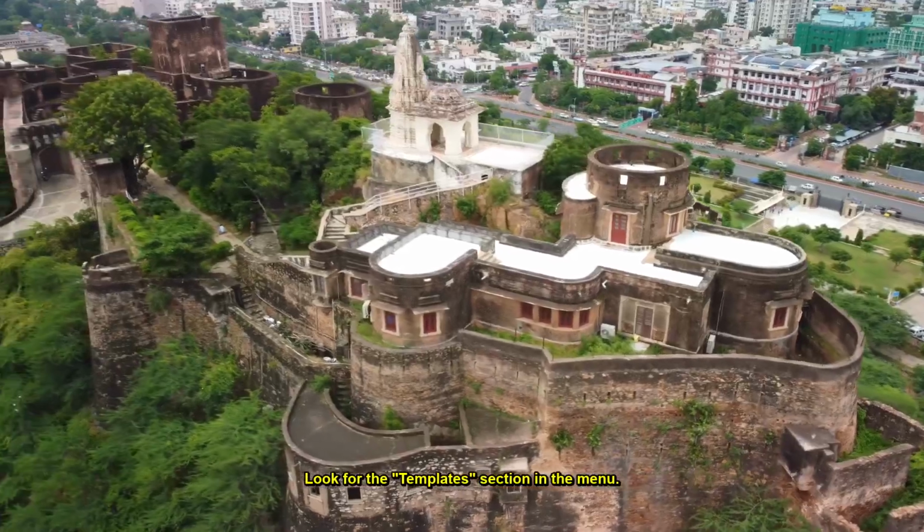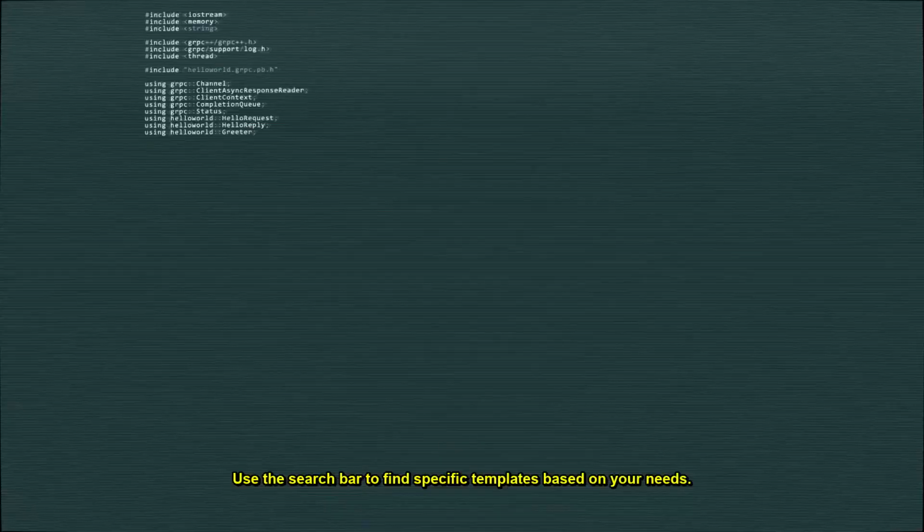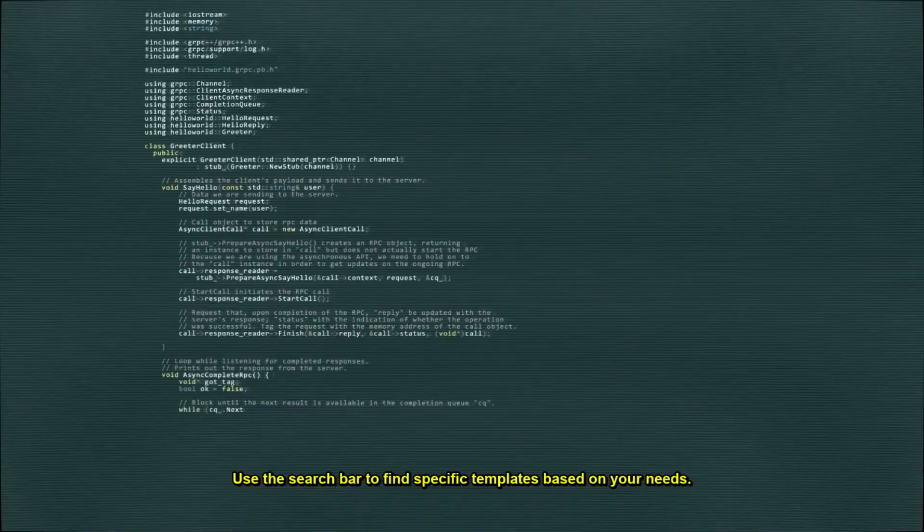Once you're logged in, navigate to the home page. Here, you will see various design options available for you. Look for the Templates section in the menu. Click on Templates to explore a wide range of pre-designed layouts. Use the search bar to find specific templates based on your needs. Select a template that catches your eye.